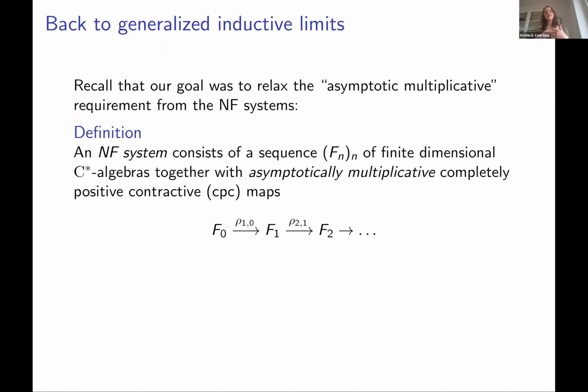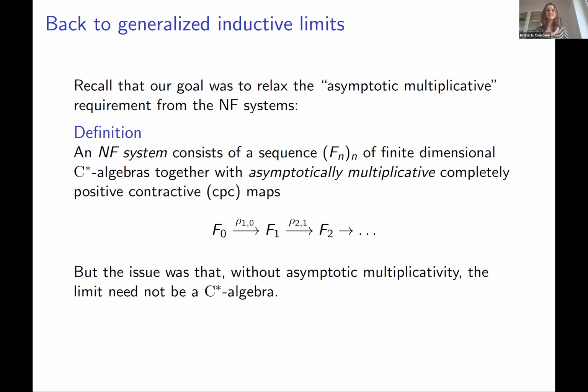Okay, so recall that our goal in all of this stuff with bullet norms and order 0 maps was to relax this asymptotic multiplicativity requirement for NF systems. And just to remind you of the definition, an NF system is a sequence of finite dimensional C-star algebras with asymptotically multiplicative, completely positive, contractive connecting maps. But the issue with relaxing asymptotic multiplicativity is that when you lose that, you lose the C-star structure, the algebra structure on the inductive limit. But now we're equipped to overcome this hurdle.